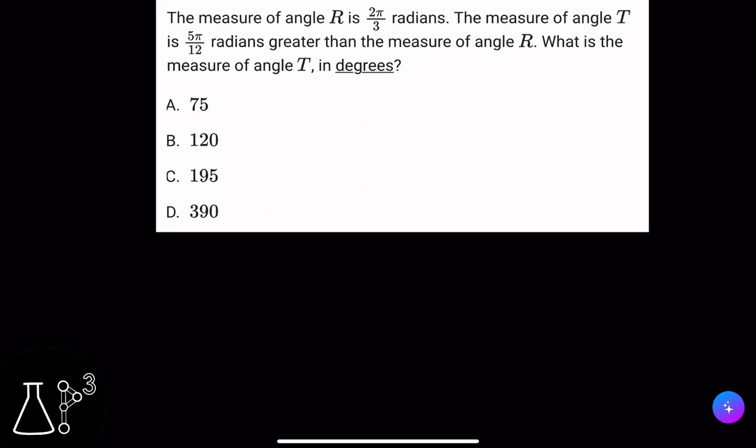The measure of angle R is 2 pi divided by 3 radians. The angle measure of T is 5 pi divided by 12 radians greater than the measure of angle R. What is the measure of angle T in degrees? So I'm given 2 bits of information: that the angle measure of R is 2 pi divided by 3 radians, and the angle measure of T is 5 pi divided by 12 radians greater than the measure of angle R, and we're looking for the measurement of angle T in degrees.